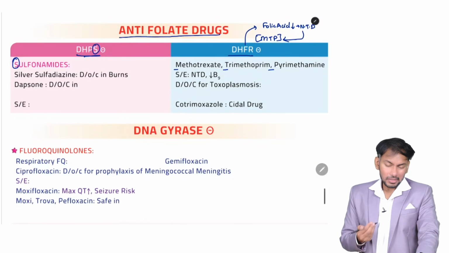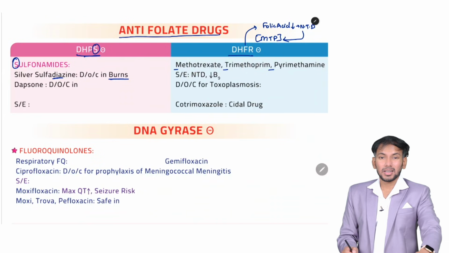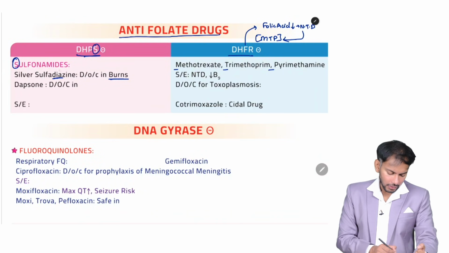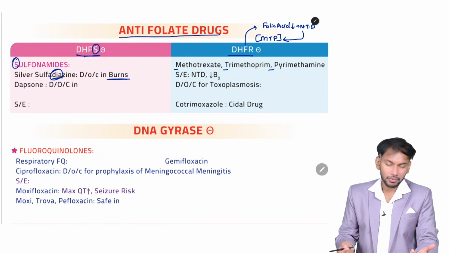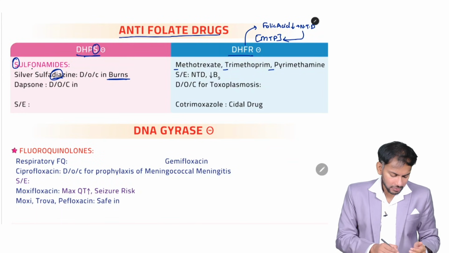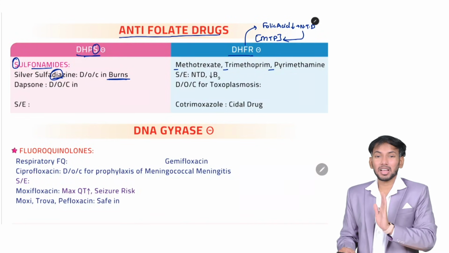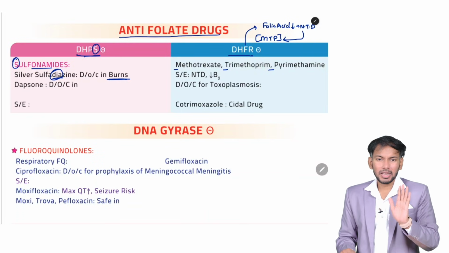Now, sulfonamides, we have silver sulfadiazine. This is drug of choice in burns. Diazine means diya, lights. When you go too near to the lights, it will burn you. So, silver sulfadiazine can be used in burns. How to remember sulfonamides? All of them will have sulfa in their name: sulfadoxine, sulfadiazine, sulfamethoxazole.